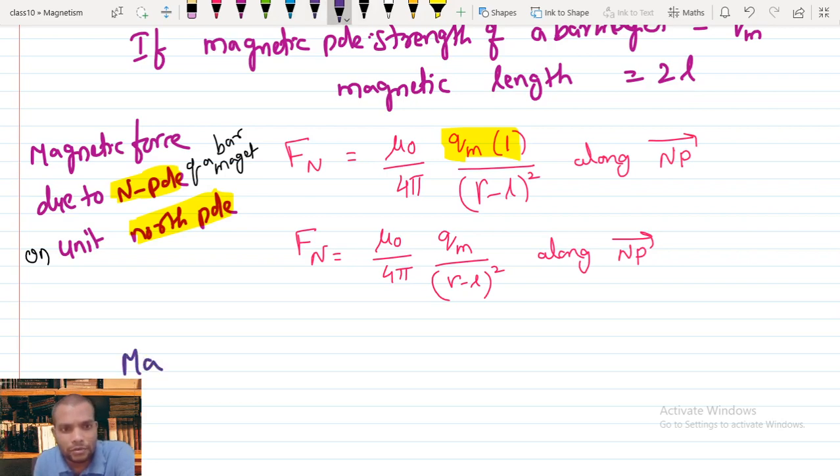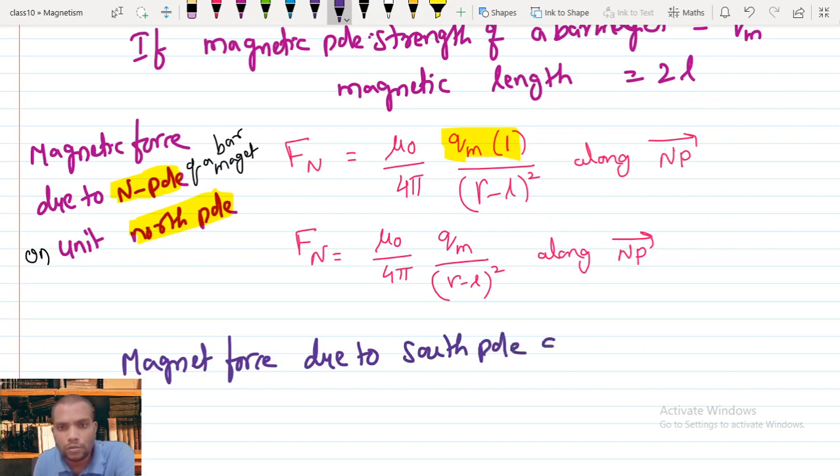Now the magnetic force due to the south pole of a bar magnet on the unit north pole.